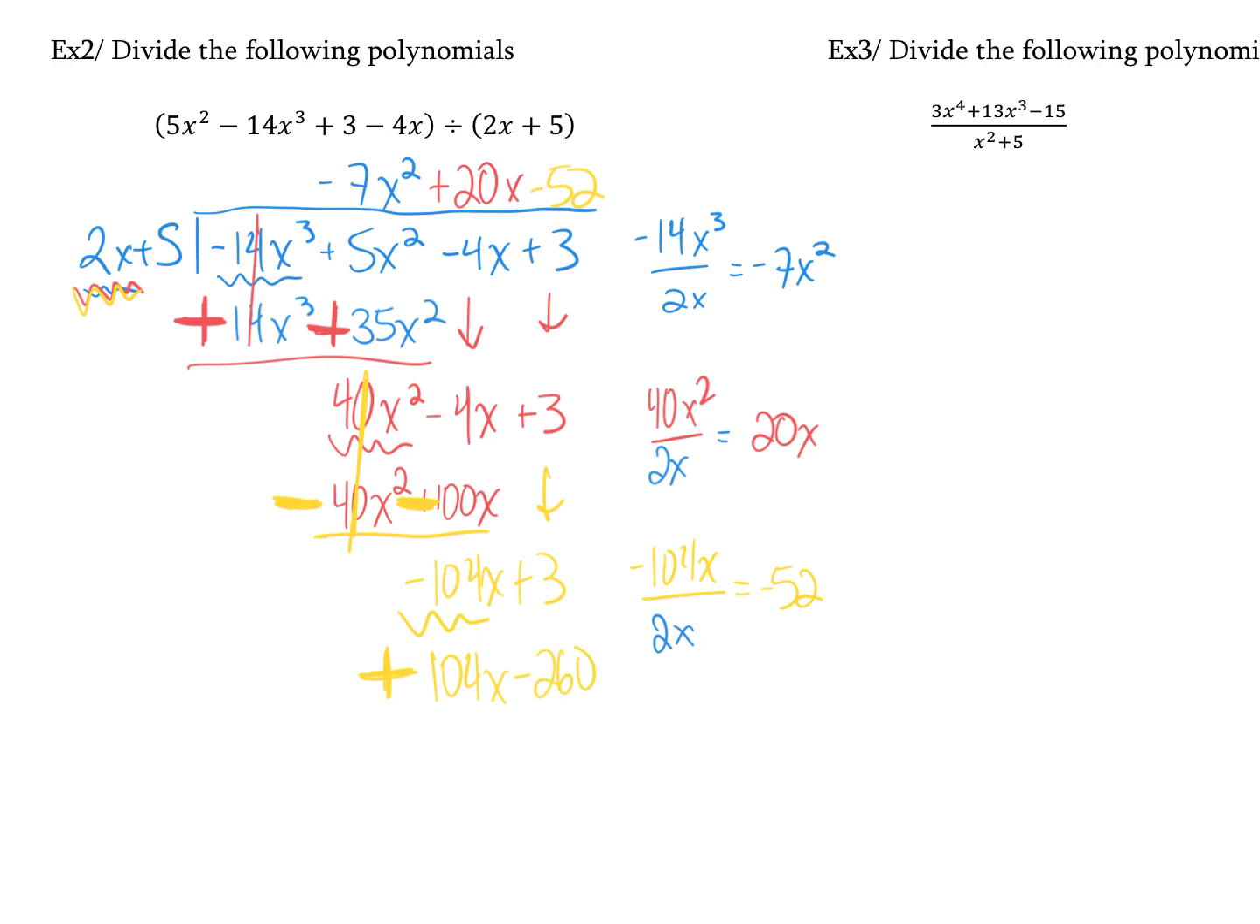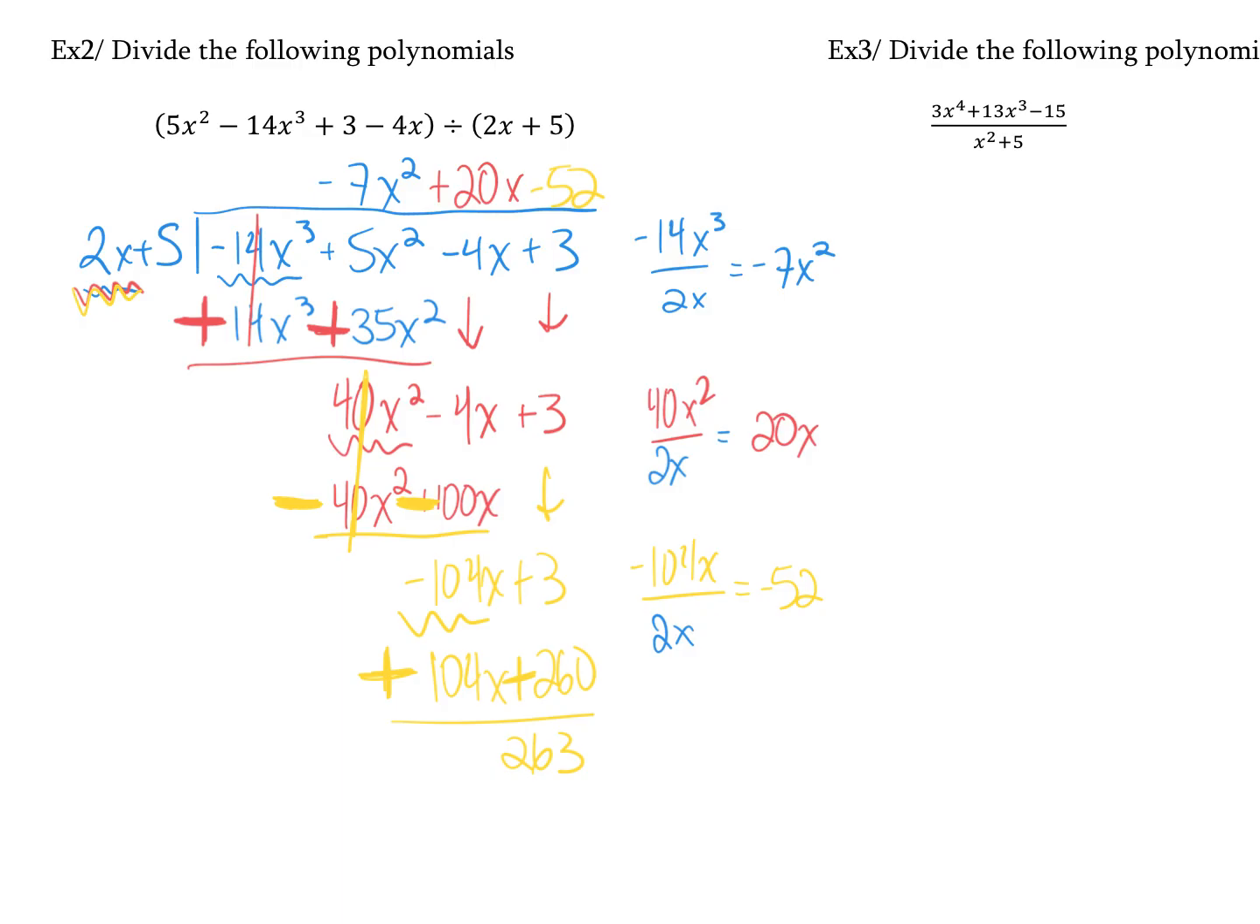Minus 260 becomes a plus 263. Okay. And again, we had to keep going. After we combined here and brought everything else down, the degree was still bigger than. After we did it here, the degree was equal to. We need the degree to be less than what's outside. Then we can stop.